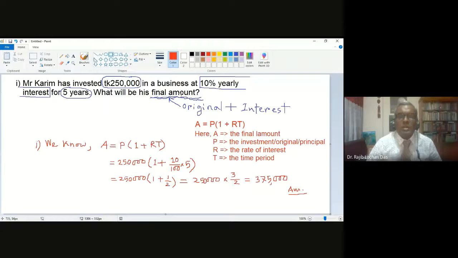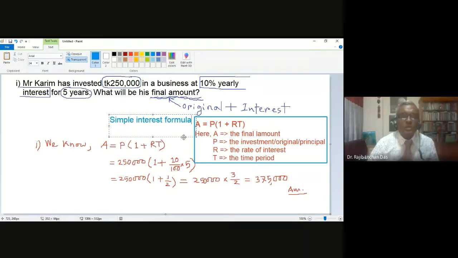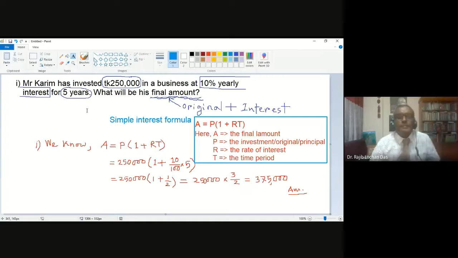So we are having the idea of this formula. It is called the simple interest formula. So I'm writing this here. It is called simple interest formula. So just keep it in your mind so that you can calculate the percentage or investment related calculations in your exam or anytime. Is that okay?